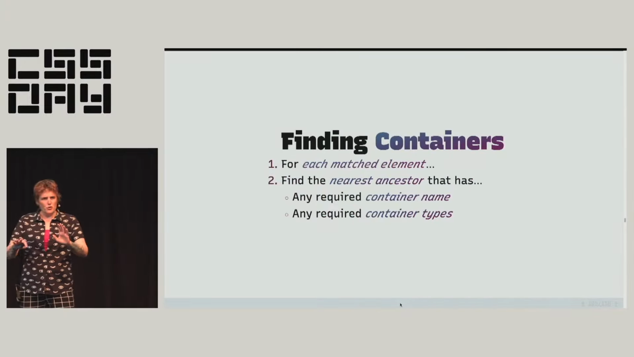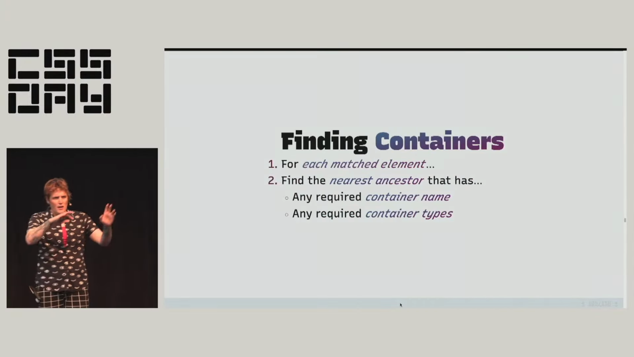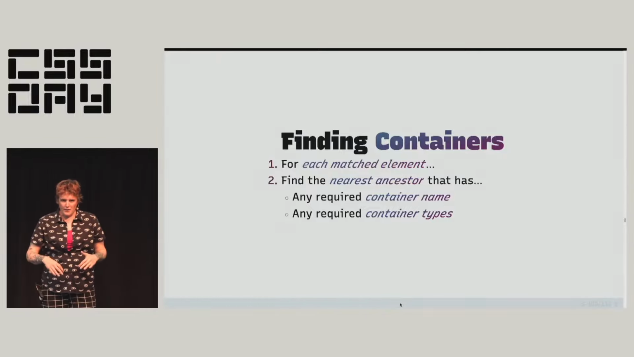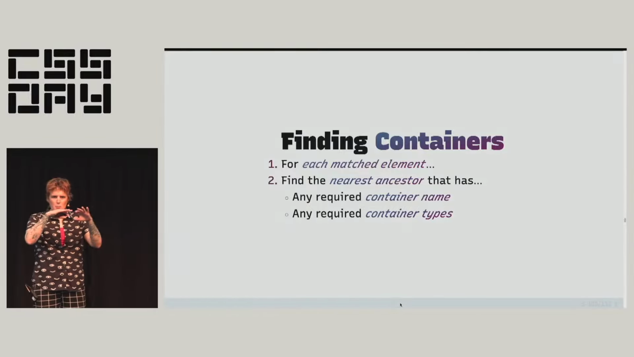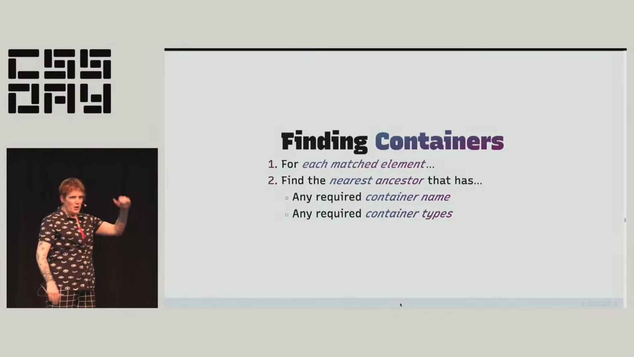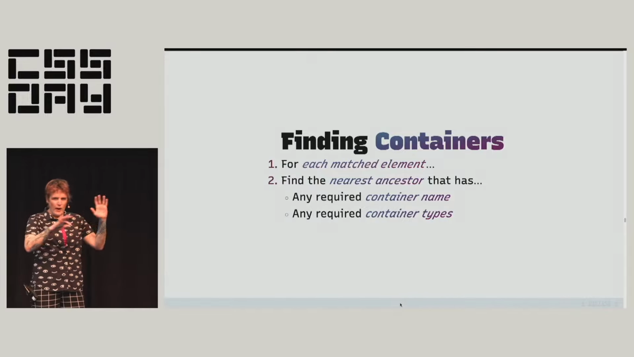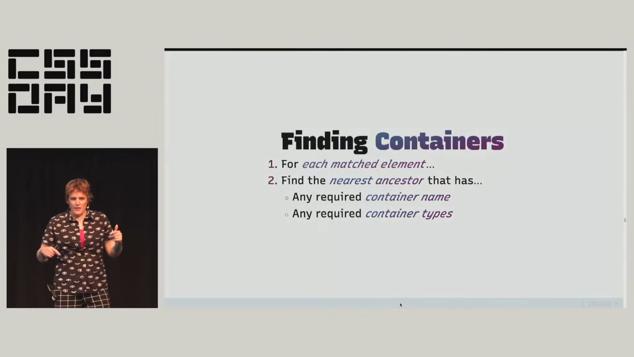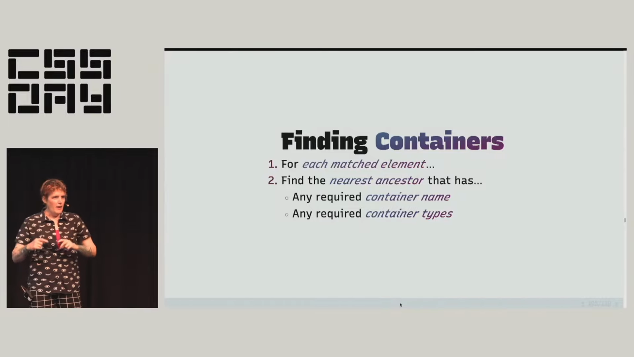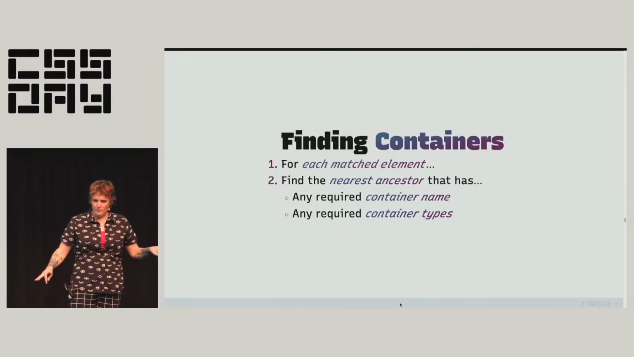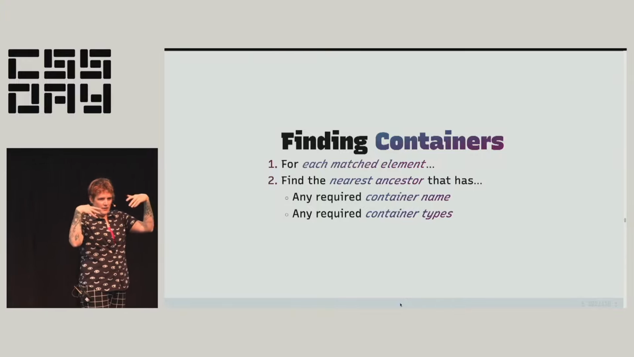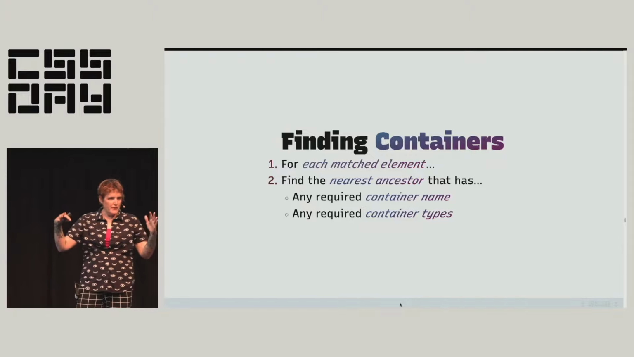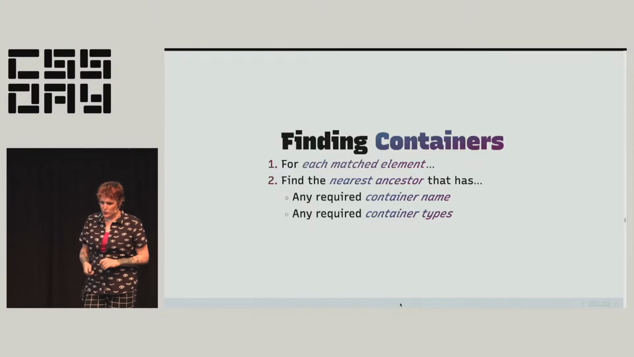But to find a container, every matched element inside of the container query, so it's going to say, OK, you put an H2 inside of this container query. We're going to match every H2. So every matched element then has to look for its nearest ancestor that has the required container name and the proper container type. And it's going to look, and it's going to see if it can find one, and if it can't, the container query fails. If it finds a container, then it will do the measurements and then return true or false based on that.